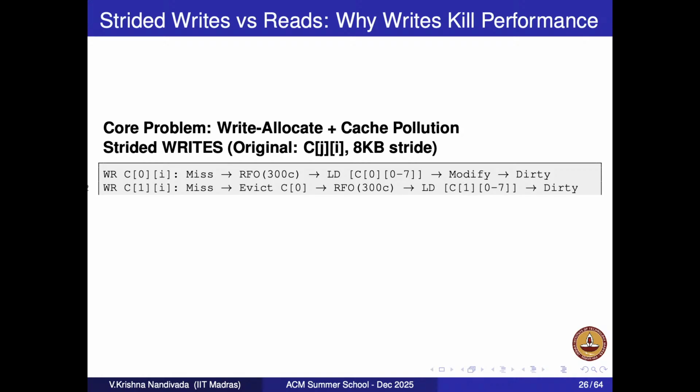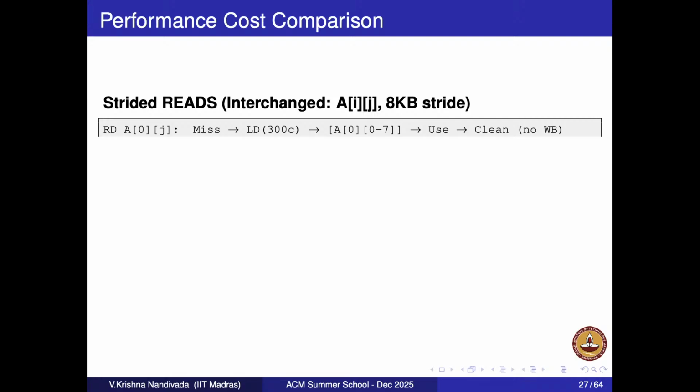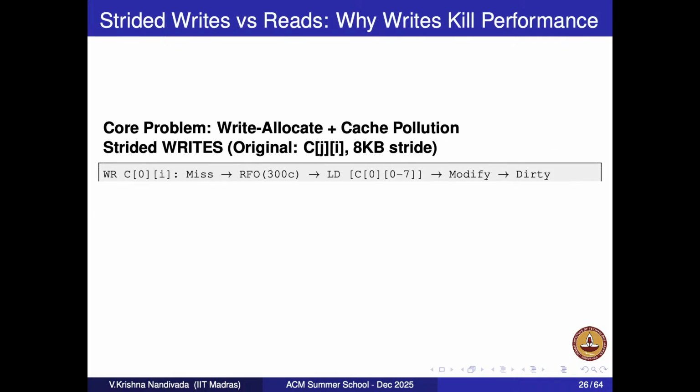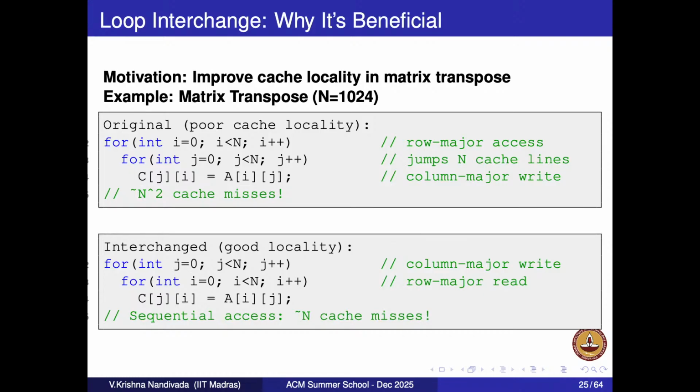Am I making sense so far? What happens in a load? Let's quickly look at a load. Did you miss? I will ask memory, hey, give me, not for overwriting, just give me that line. I read, it comes to cache, I will use it. There is no dirty bit. There is no write back required. And same thing for all elements. Okay, let's get back to this. So here I have n square cache misses for write.